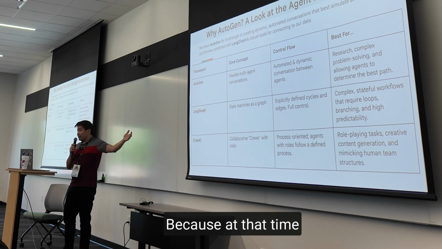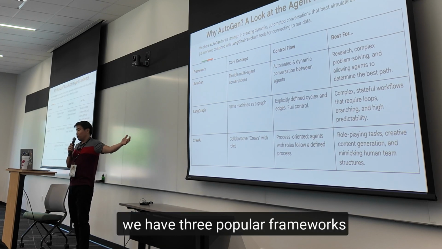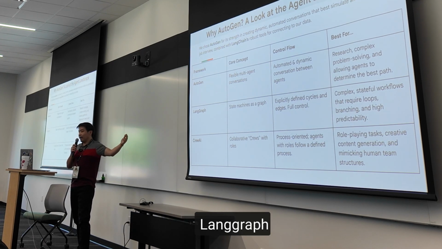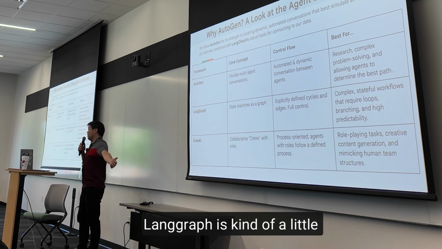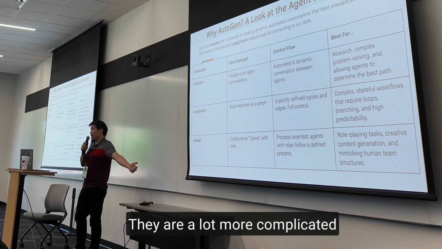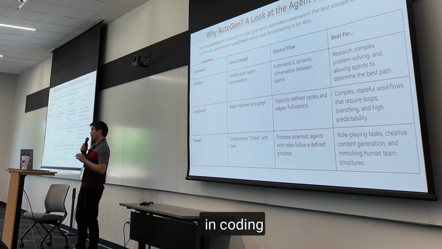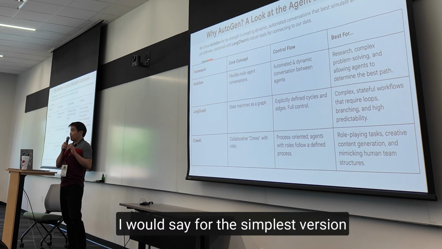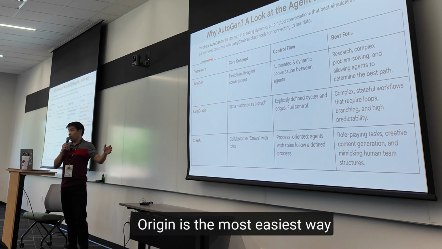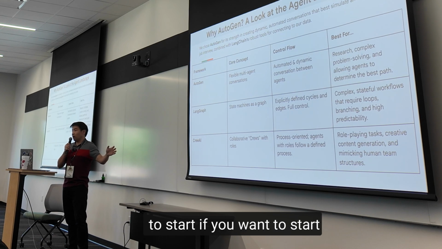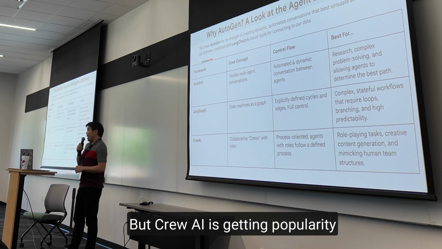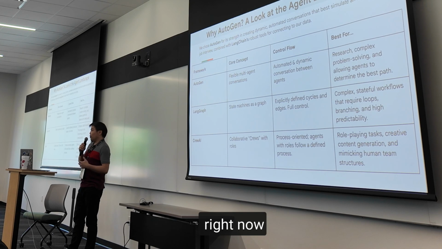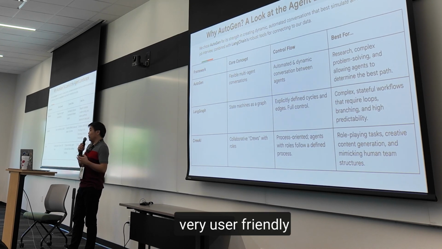Because at that time, we had three popular frameworks on the market: AutoGen, LangGraph, and CrewAI. LangGraph came a little later than AutoGen, and it's a lot more complicated in coding. For the simplest version, AutoGen is the easiest way to start a new project. But CrewAI is getting popular right now. You can also try it. It's very user-friendly.